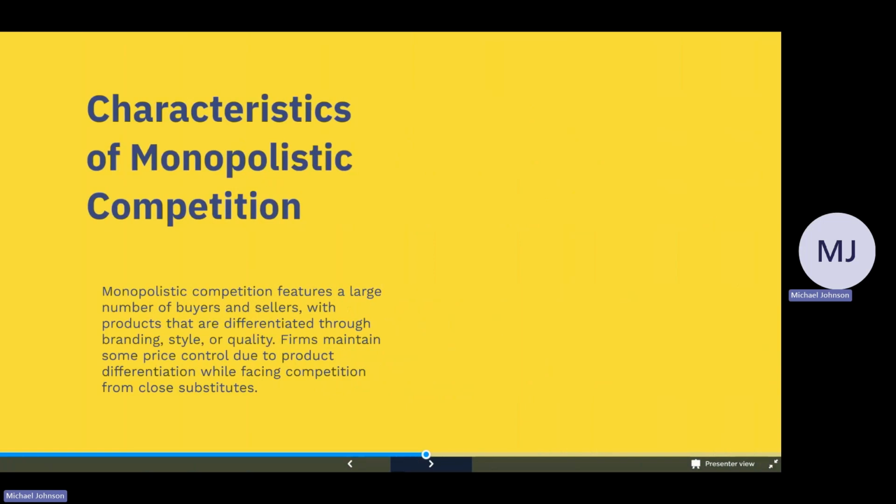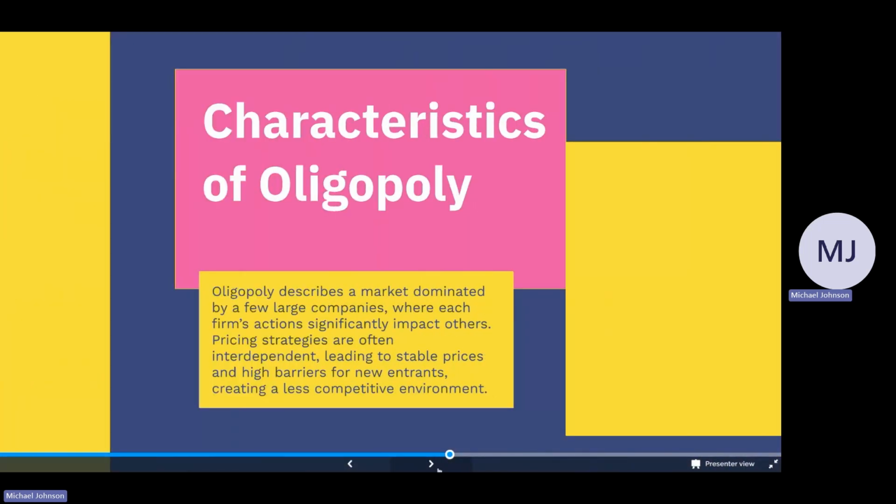Characteristics of monopolistic competition. Monopolistic competition features a large number of buyers and sellers with products that are differentiated through branding, style, or quality. Firms maintain some price control due to product differentiation while facing competition from close substitutes.